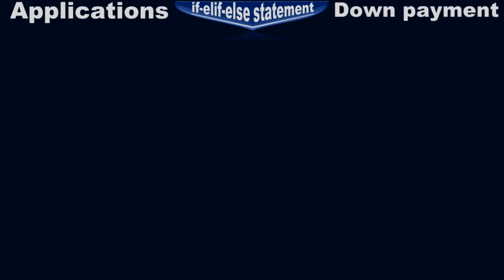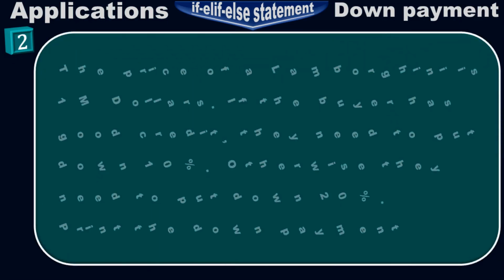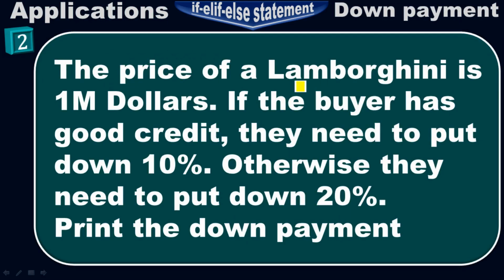Down payment. Let me solve a problem relating to the down payment. Problem number 2. The statement says that the price of a Lamborghini is $1 million. If the buyer has good credit, they need to put down payment 10%. Otherwise, they need to put down payment 20%. Print the down payment.